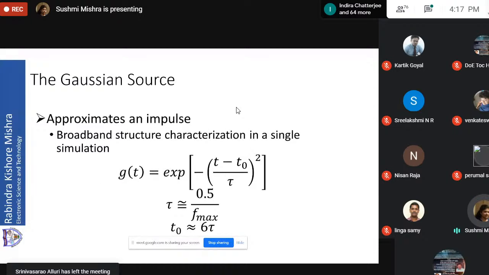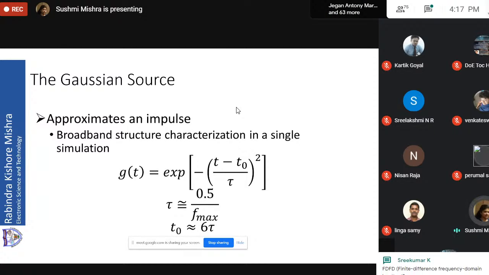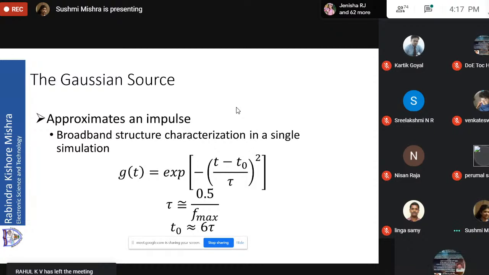For the FDTD formulation, we use a Gaussian source for excitation. It is simply an approximation of an impulse, and an impulse contains a broad band of frequencies. So if I use a Gaussian source and finally take a Fourier transform, I'll get the result for all the frequencies with one simulation. Unlike frequency domain solvers, where each frequency requires a renewed simulation.